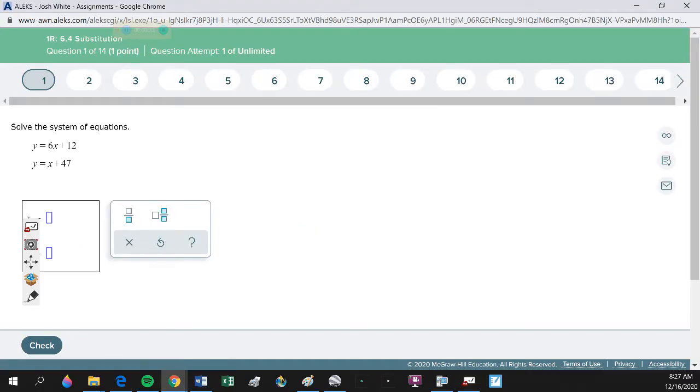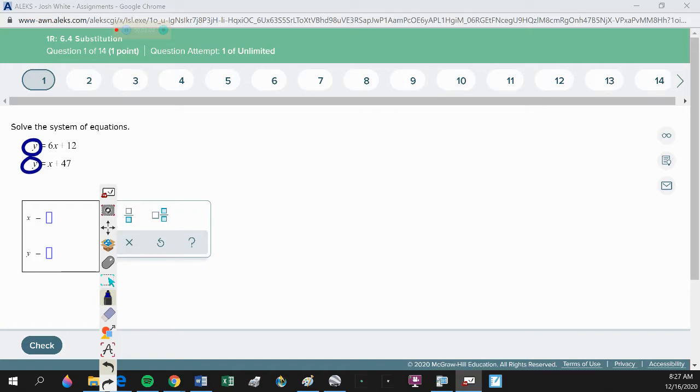There are a couple different ways to do this. The first way is referred to as substitution. I have the equations for two lines, and I want to know where those two lines intersect. Now I could graph it and find the intersection, but there's a really valuable algebraic tool that you need to learn called substitution. So if you look here, we have y is equal to 6x plus 12, and y is equal to x plus 47.